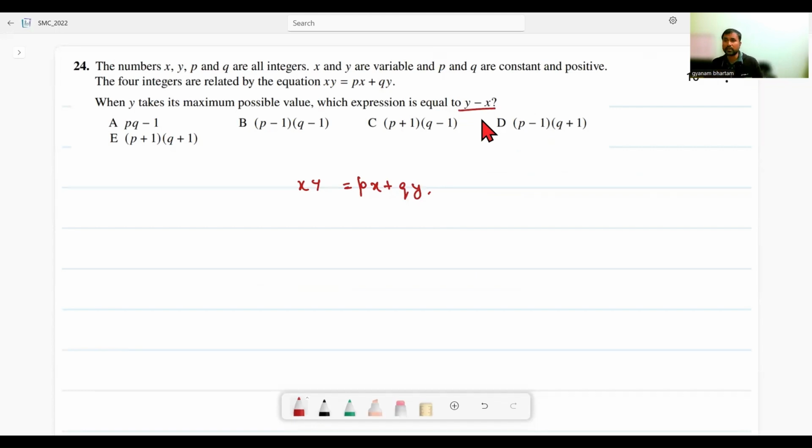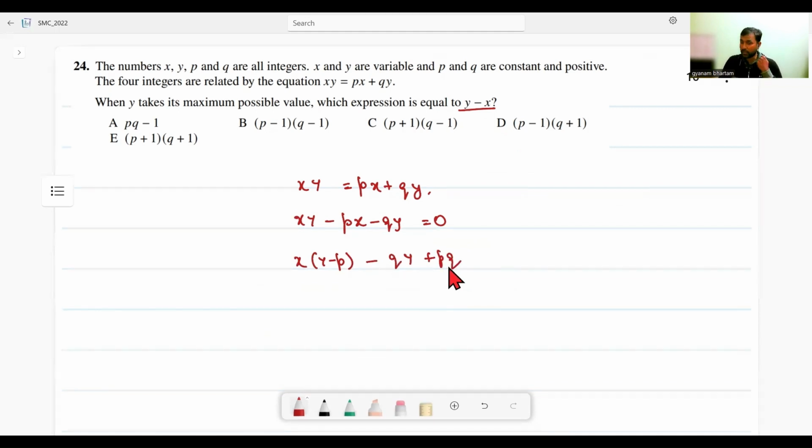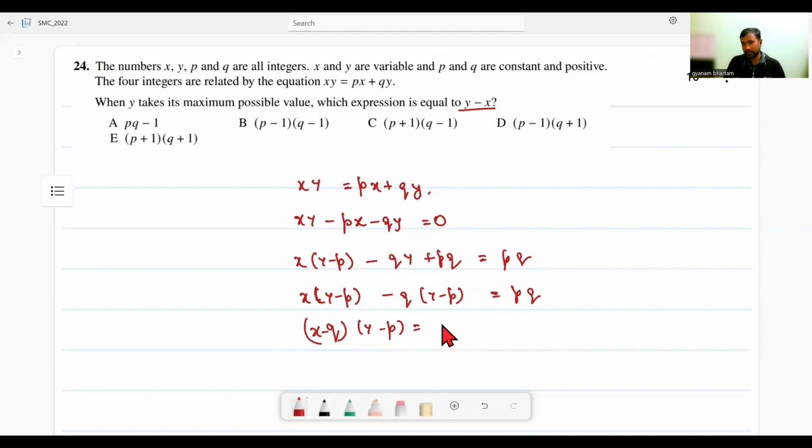So what we can do, we can factorize it, and we can write x and y in terms of p and q. So xy minus px minus qy equal to 0. So if we take x common, we have y minus p, and we want y minus p again. So if we add pq here and we take minus q, again we have y minus p. So we have x times y minus p, and if we take minus q common, we have y minus p again, and we have pq on this side. So (x minus q)(y minus p) equal to pq.